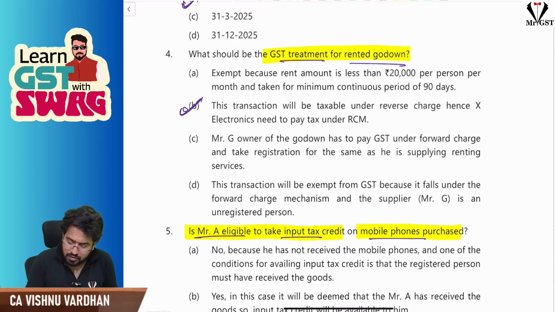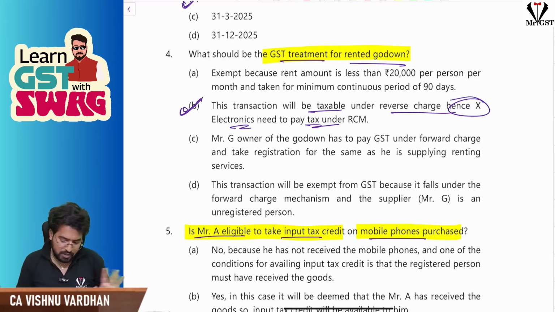This transaction will be taxable under reverse charge. Hence, Mr. X is liable to pay tax under RCM. Okay, that is the correct option.